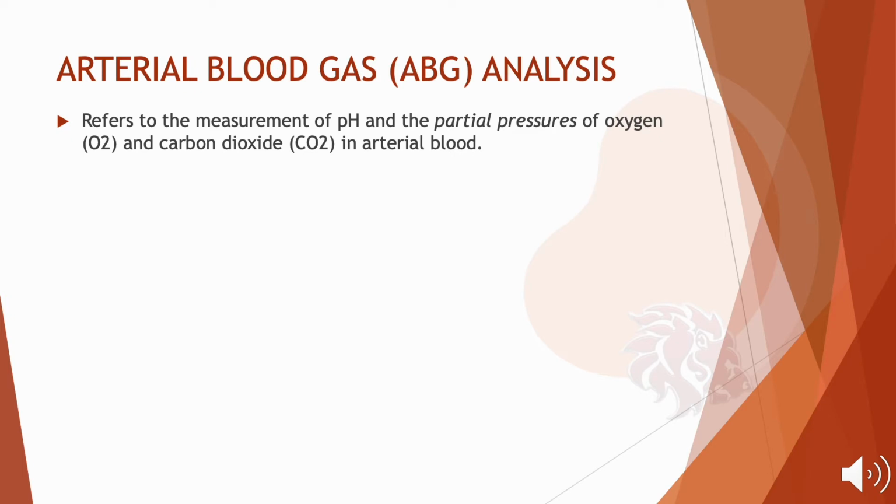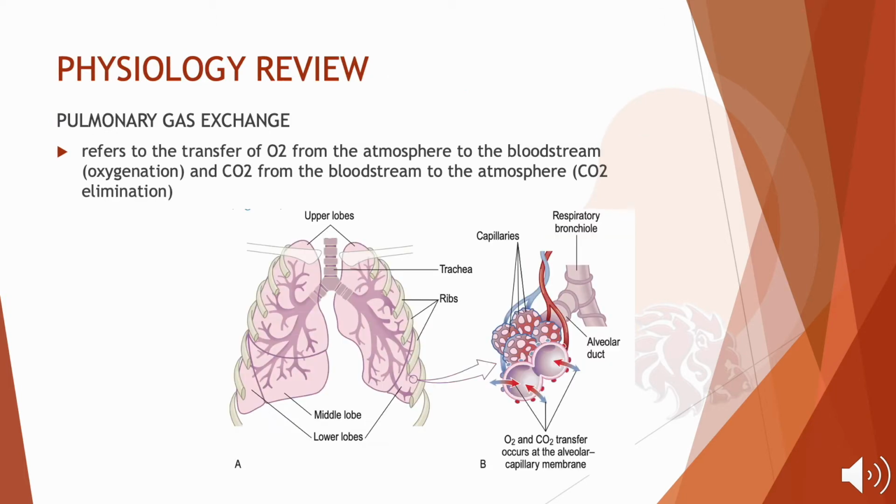Arterial blood gas analysis. Arterial blood gas or ABG analysis refers to the measurement of pH and the partial pressures of oxygen and carbon dioxide in arterial blood. From these values, we can assess the state of acid-base balance in blood and how well lungs are performing their jobs of gas exchange. Pulmonary gas exchange, a physiology review.